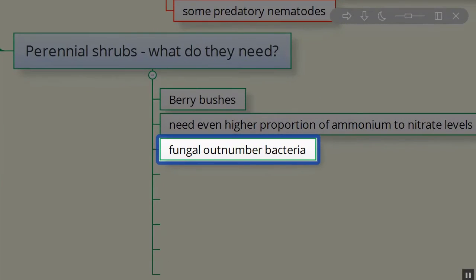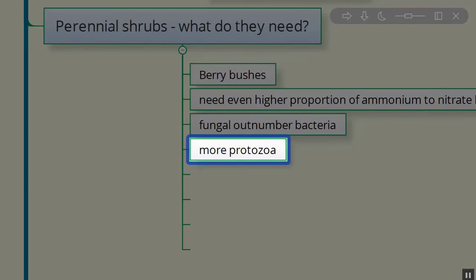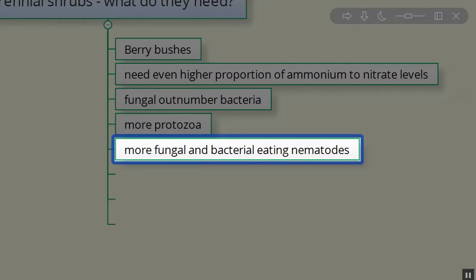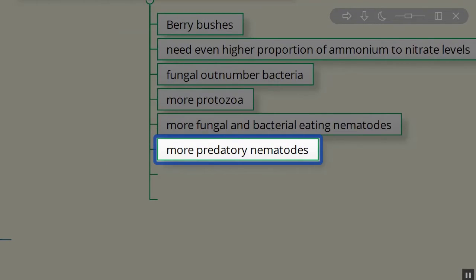So we're having higher numbers of fungi, and relatively fewer bacteria present in our soil samples, and we see predominantly fungi there. We see more protozoa when we look at a soil sample. We see more fungal and bacteria consuming nematodes as well. And now we're starting to see some predatory nematodes in the soil samples as we get into our more perennial hardy berry producing bushes and flowers.